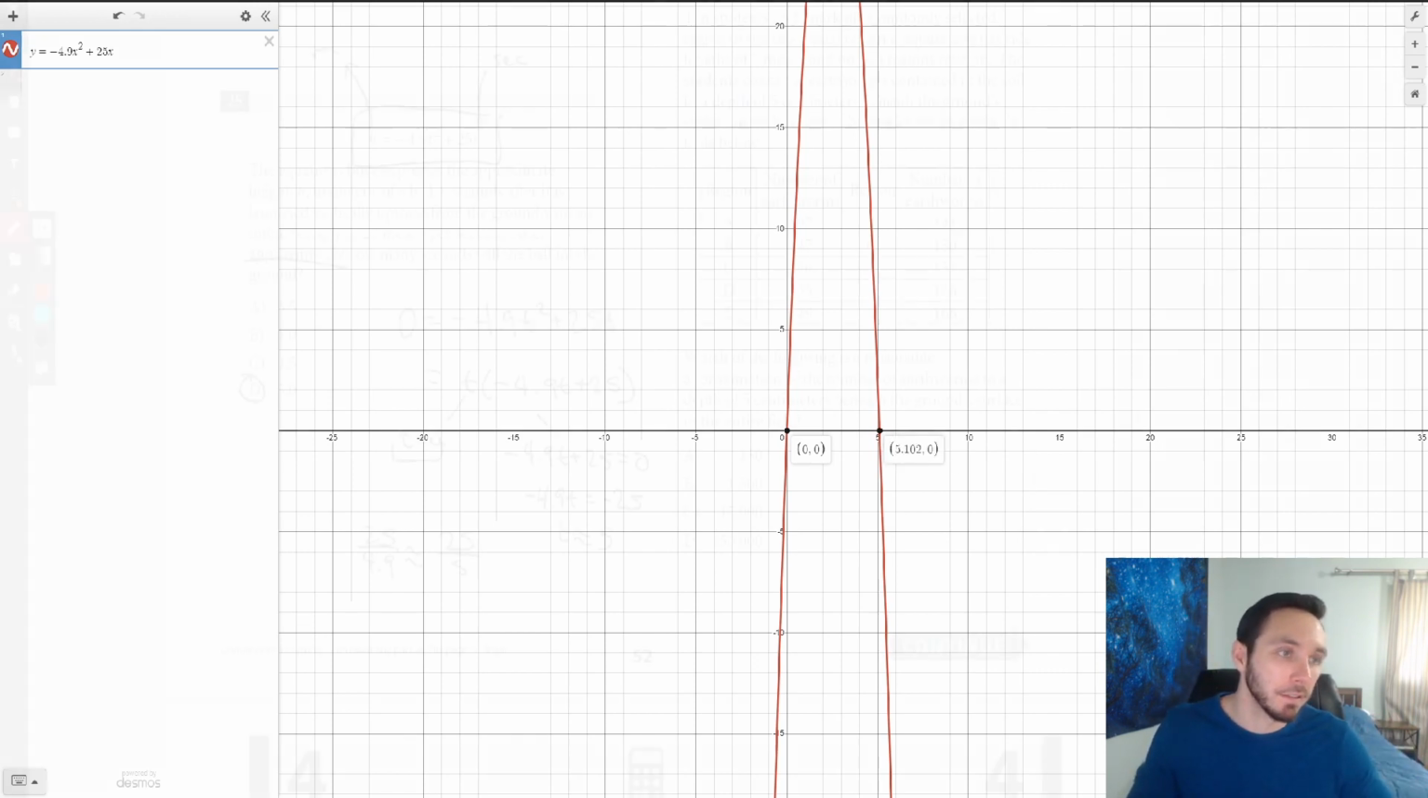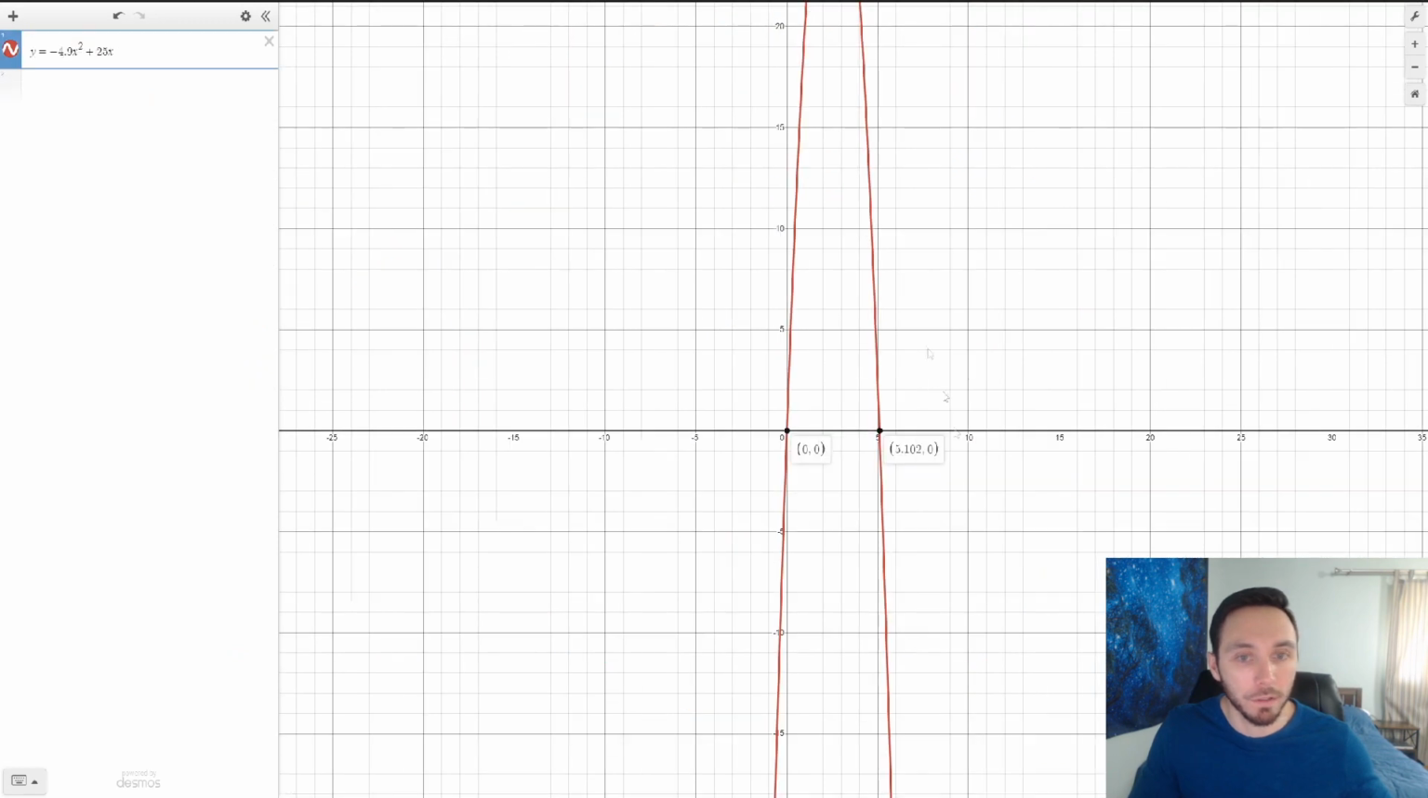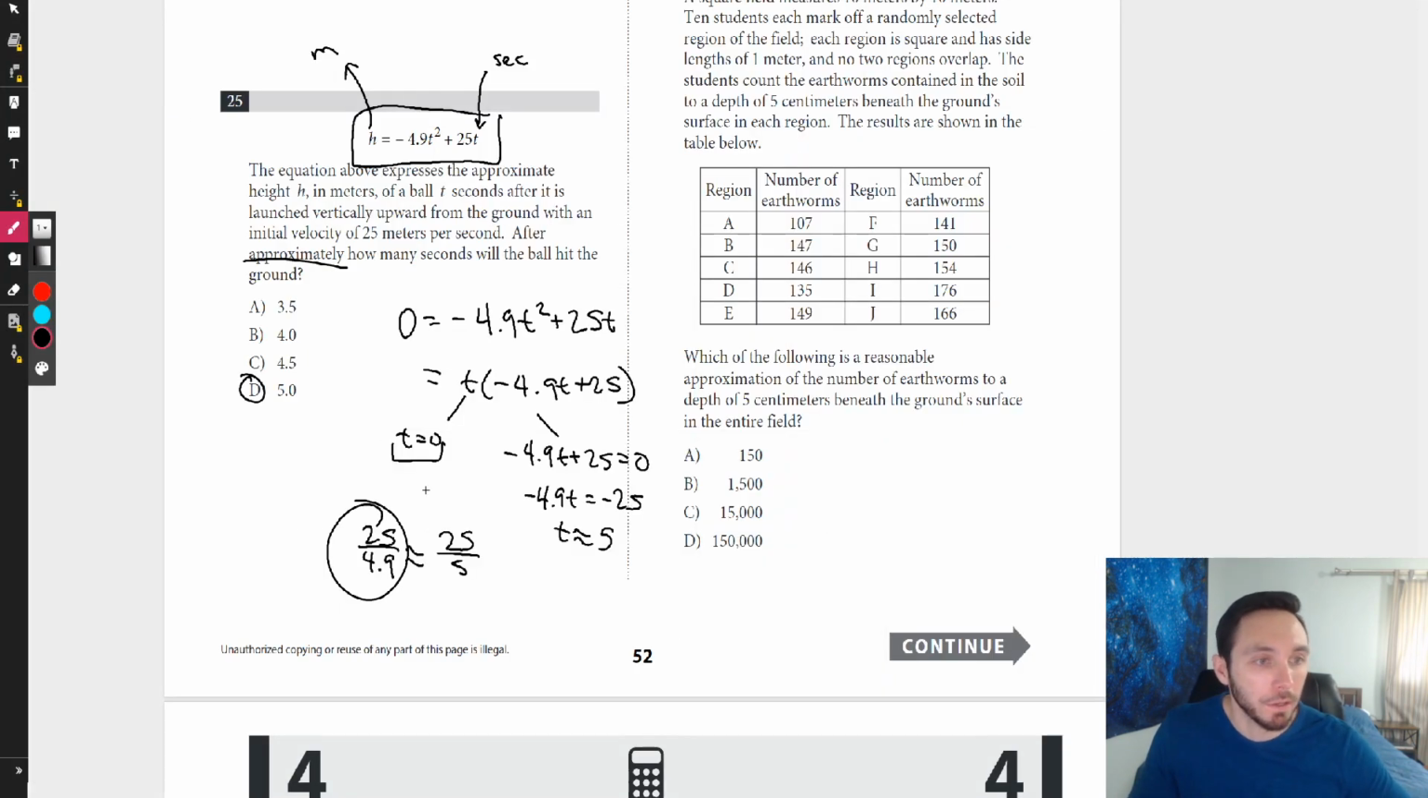5.102-ish, and that's how we got that value of 5. And this is the same exact value as the circle from before, this. I can even verify for you: 25 over 4.9, bam. Okay, so the answer there is D.